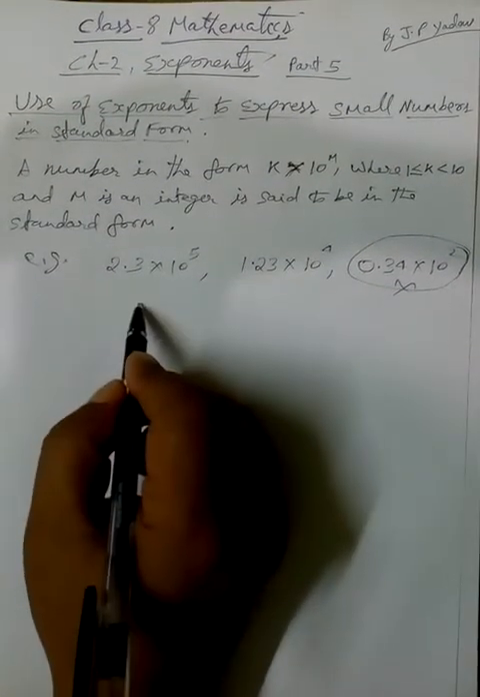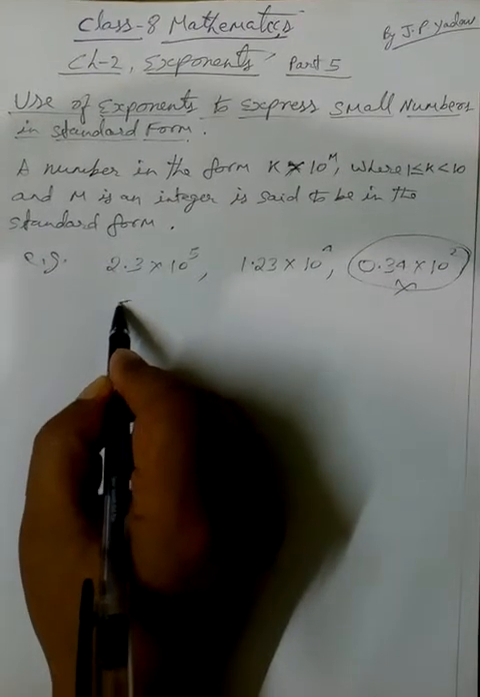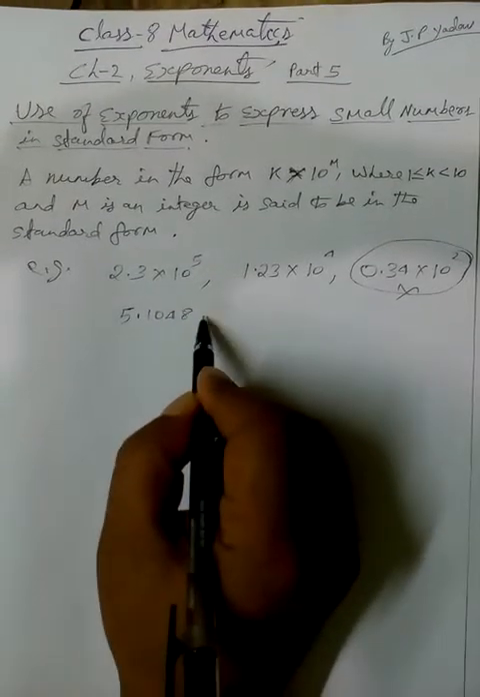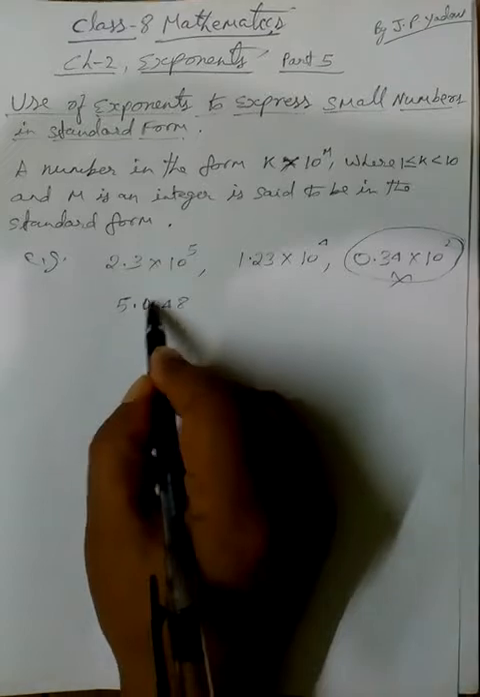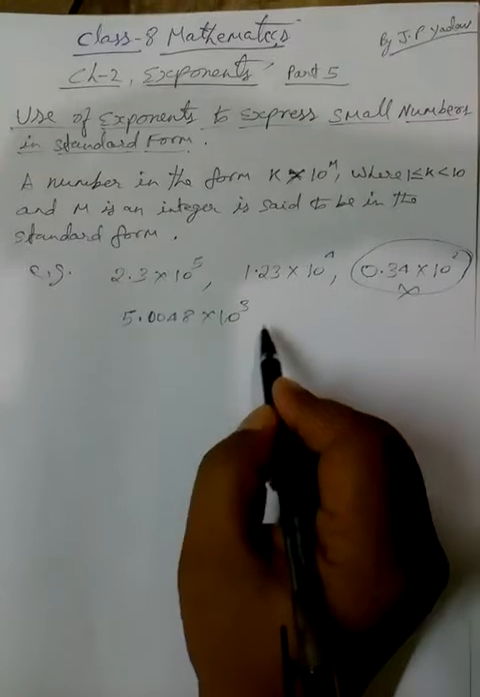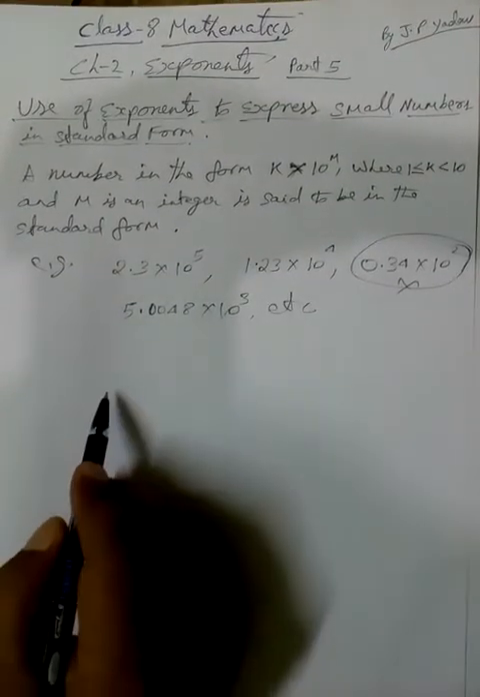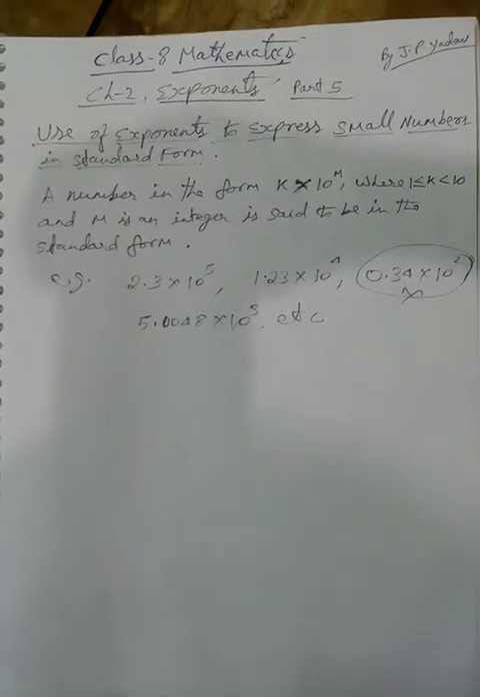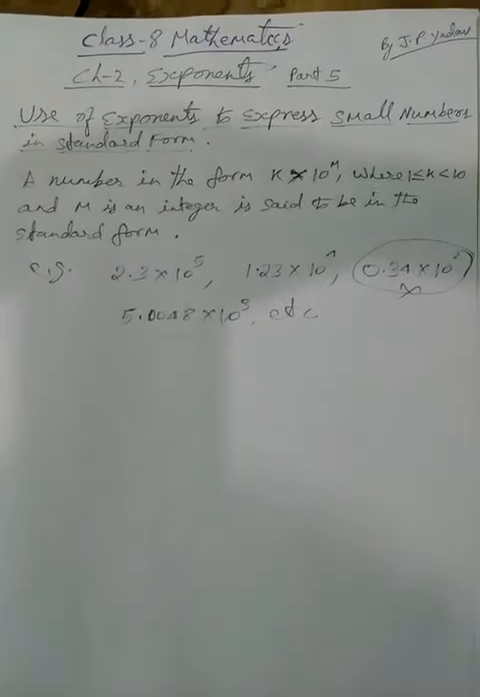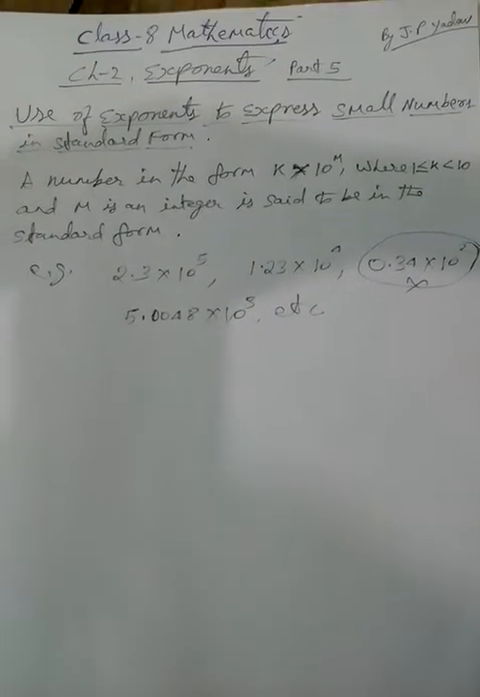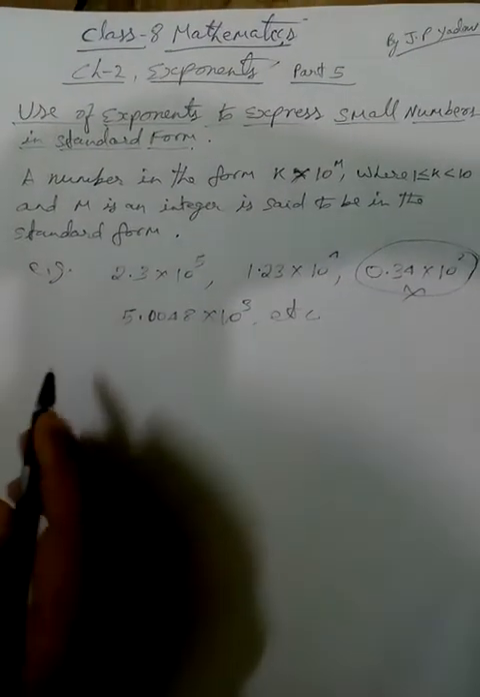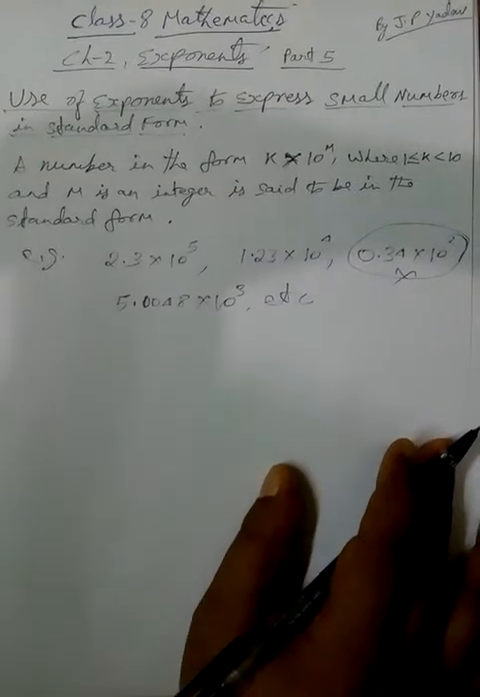So it can be 5.1048, or it can be 5.0048 into 10 raised to the power 3, like this, etc. These all are standard form. Now I would like to do some questions based on this exercise, so that you will be able to understand the concept more clearly. Now look here, exercise 2.3, question first.